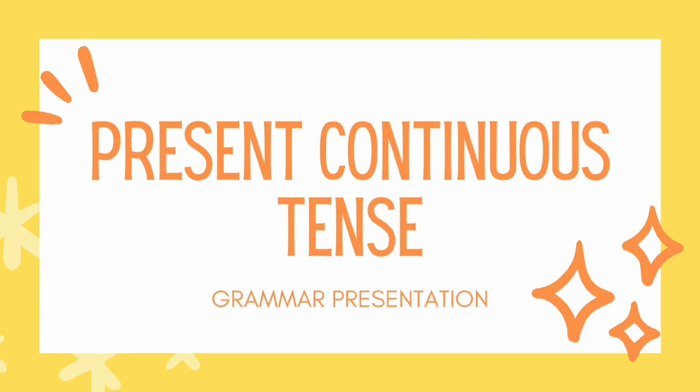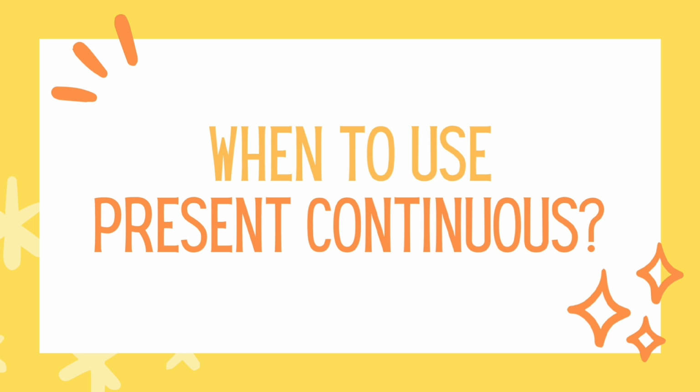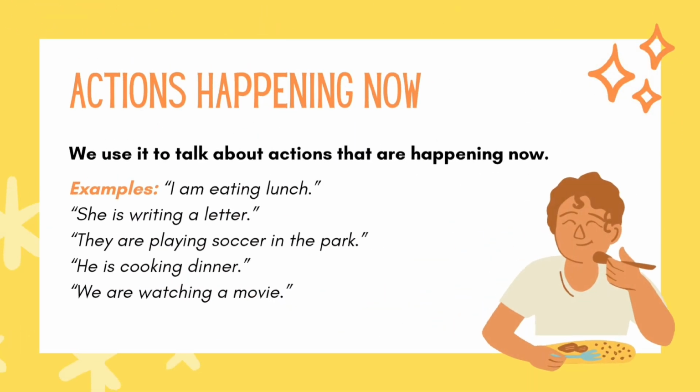In this video, we will learn about present continuous tense. When to use present continuous tense. Action happening now. We use it to talk about actions that are happening now. Examples are I am eating lunch, she is writing a letter, they are playing soccer in the park, he is cooking dinner, we are watching a movie.